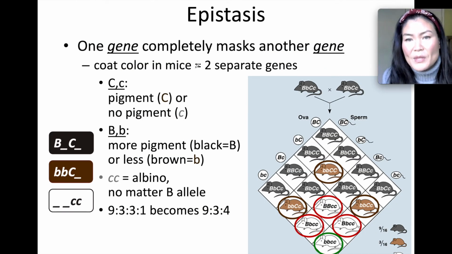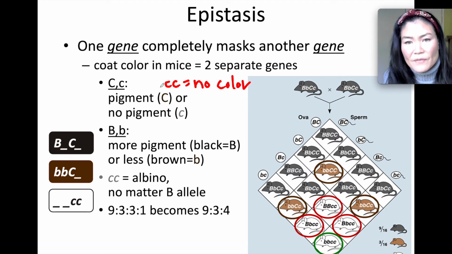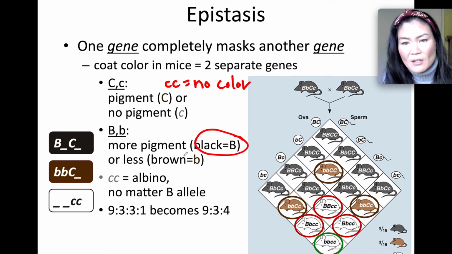Okay, so that was pleiotropy, and then there's also epistasis. Epistasis is where one gene completely masks another gene. For example, little c, that combination, is recessive. It's a homozygous recessive combination, and that's going to give you no color in the coat of these mice. So if these mice get little c, they're going to have no color, even though they may have inherited the black gene or the brown gene.